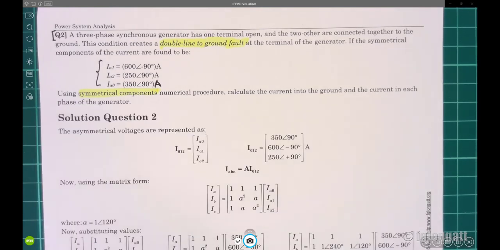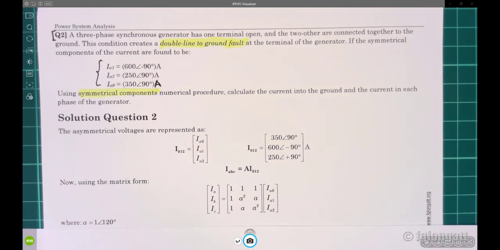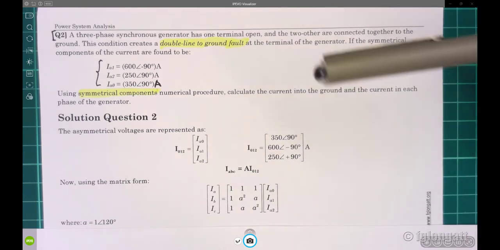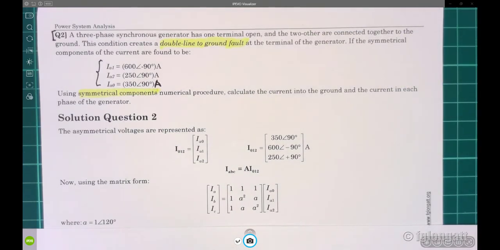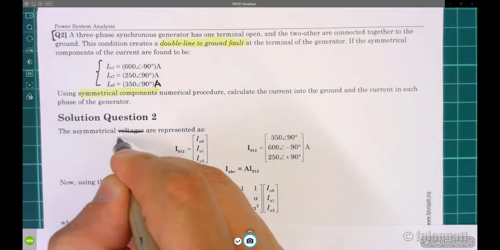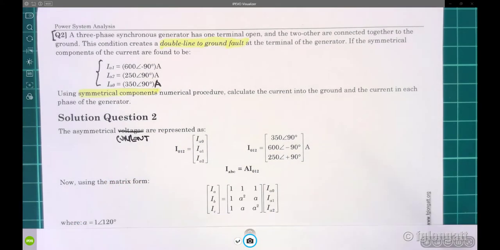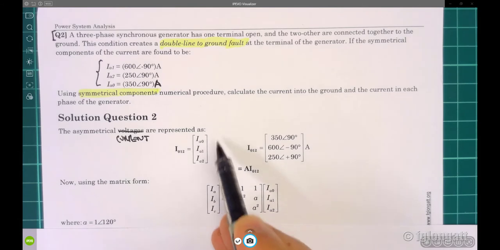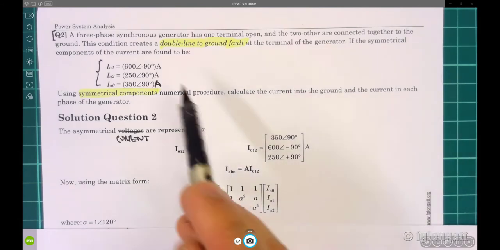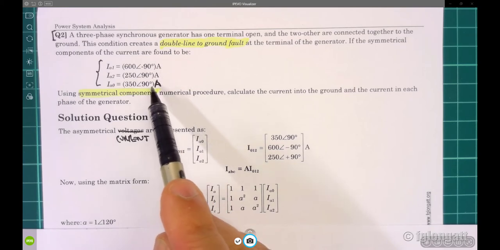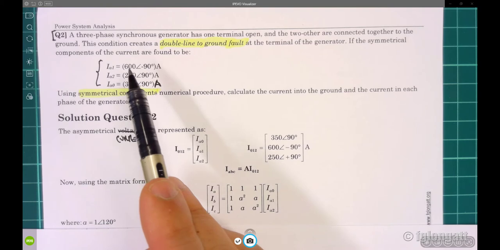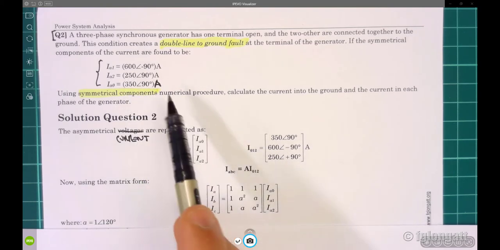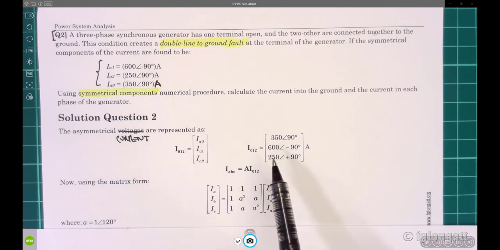Now let's go for the solution. The first thing that you need to know is that there is something we call symmetrical components, and there is a relationship between symmetrical currents and asymmetrical currents. Here I am using the subscript 012, and those are the symmetrical components. I took them from here: zero component, 350; positive component, 600 at minus 19; and finally the negative sequence, 200 at plus 19.